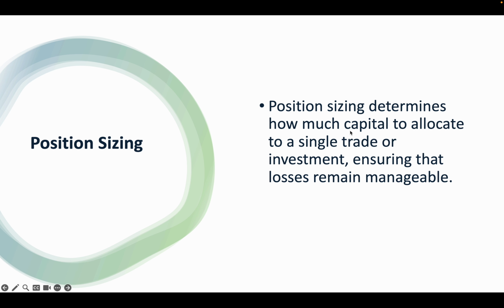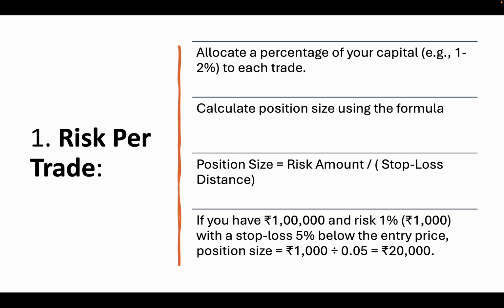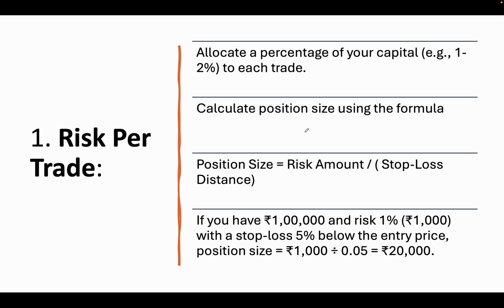Position sizing determines how much you are willing to invest in one particular position or one particular stock. Ideally, you should allocate a certain percentage of your capital, say 5% or 2%, to each trade based on the risk. So, risk-based positioning, where you define your position size based on how much risk you are willing to take, divided by the stop loss distance.